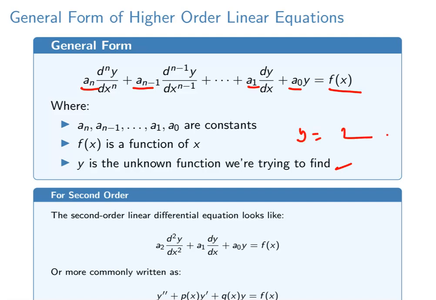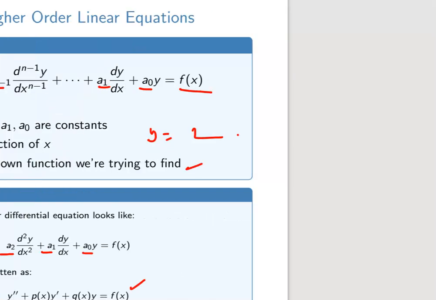Now for second order we can write a_2 d²y/dx² + a_1 dy/dx + a_0 y = f(x). Here a_2, a_1 and a_0 are the coefficients for a second order linear differential equation, and more commonly we can write y'' + p(x) y' + q(x) y = f(x). So that we can write.